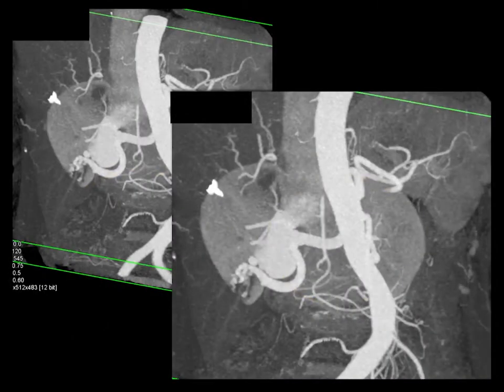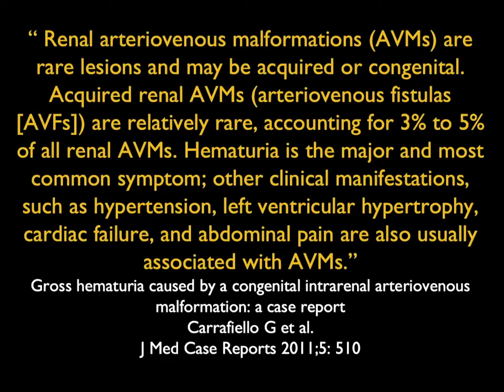Again, a very important diagnosis, and AV malformations are often missed. They're a cause of hematuria. Patient may have no specific history of trauma or anything else, but there it is, very nicely shown, and there it is on the MIP imaging. A couple of comments. Renal AV malformations are rare lesions, may be acquired or congenital. Hematuria is the major and most common symptom. Other manifestations, including hypertension, LVH, cardiac failure, and abdominal pain, are usually also associated with AVMs.